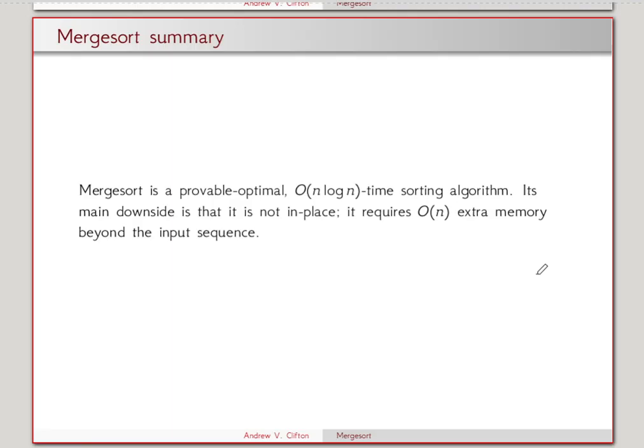So merge sort is our first sub n squared sorting algorithm. It's provably optimal, runs in n log of n time, but its main downside is that it requires an extra O of n memory. We have our input array and our output array.